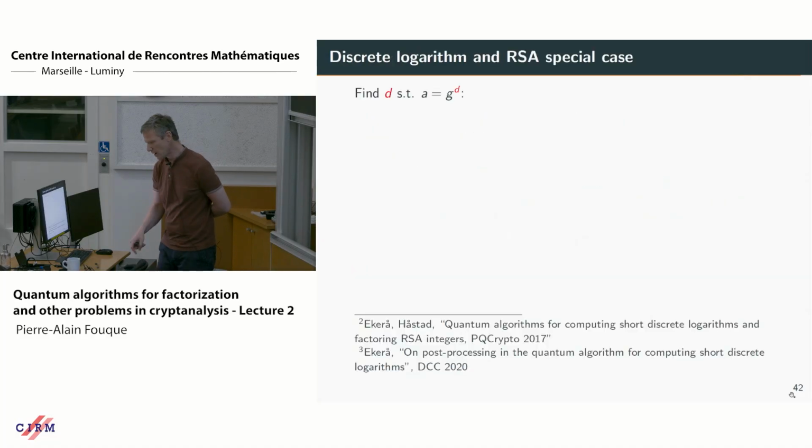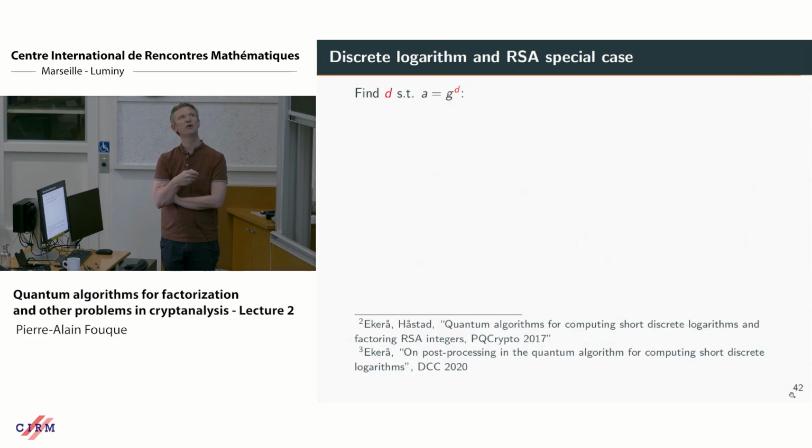And so how does the algorithm work? In our case, we are not interested in computing the period of one element. We are, in fact, interested in solving the discrete log problem. So maybe it's a good opportunity to show you how it works with Shor's algorithm. So assume that you want to find D such that A is equal to G to the D modulo some integer. Okay? So the idea here is to come up with this periodic function.